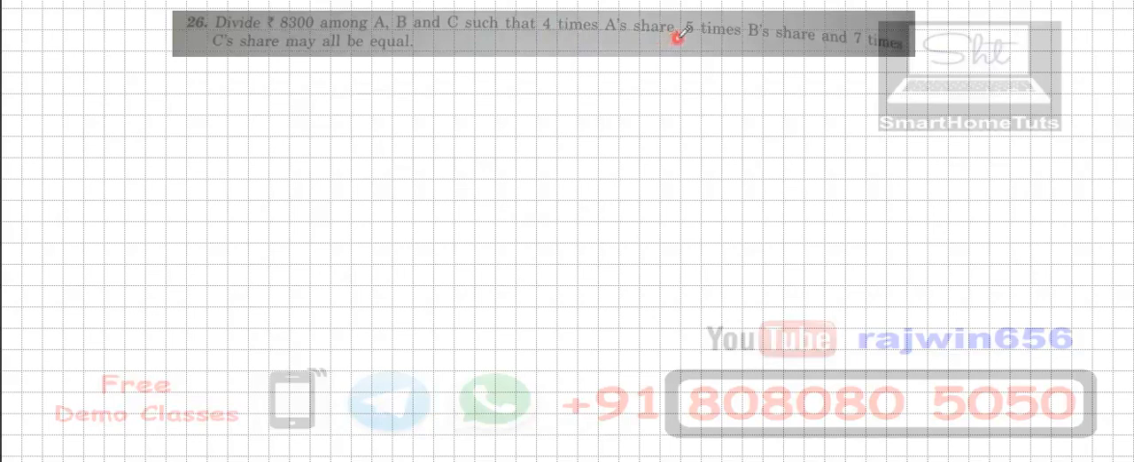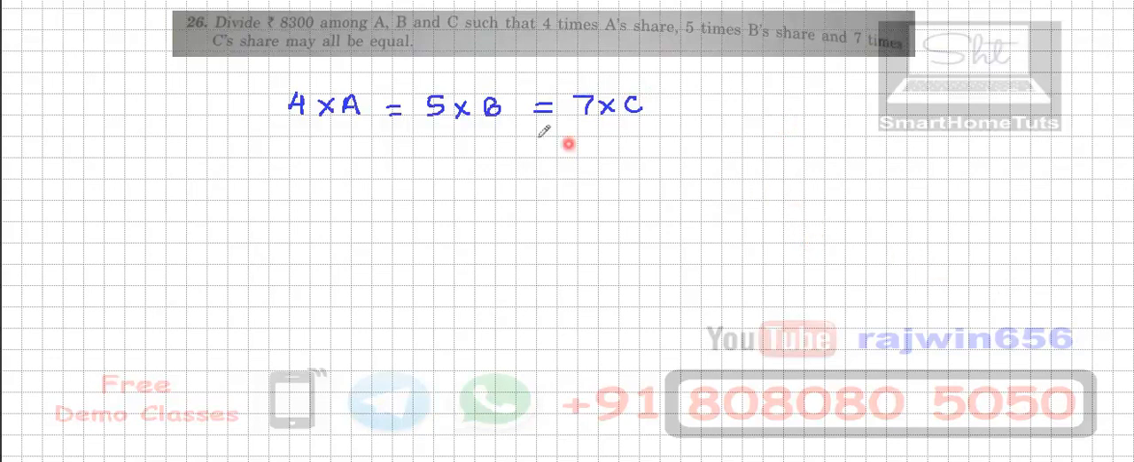So 4 times A's share, so 4 multiplied by A, is equal to 5 times B's share, so 5 multiplied by B, is equal to 7 times C's share. All these are equal. 7 multiplied by C. Okay.